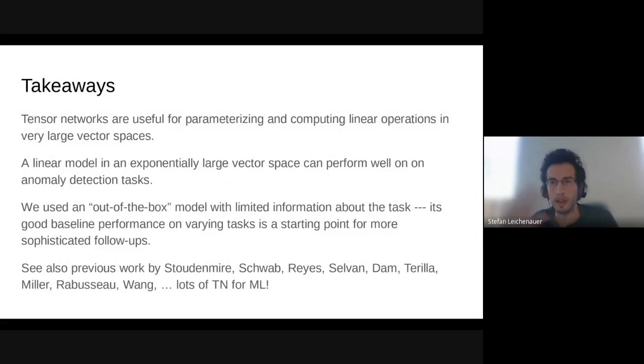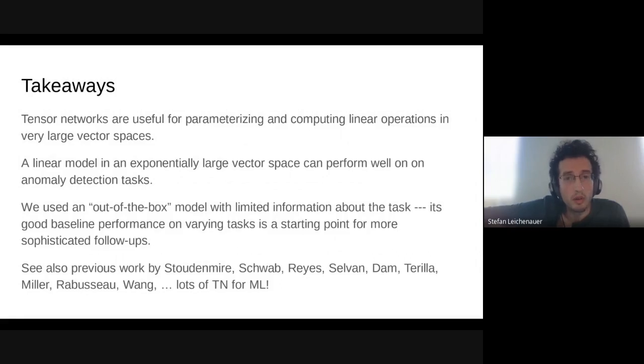So what are the takeaways? Let me just give you some of the upshots here. Tensor networks, which many of you are familiar with, and I'll assume a little bit of familiarity with tensor networks. Tensor networks for us are used for parameterizing and computing efficiently large linear operations in very large dimensional vector spaces.